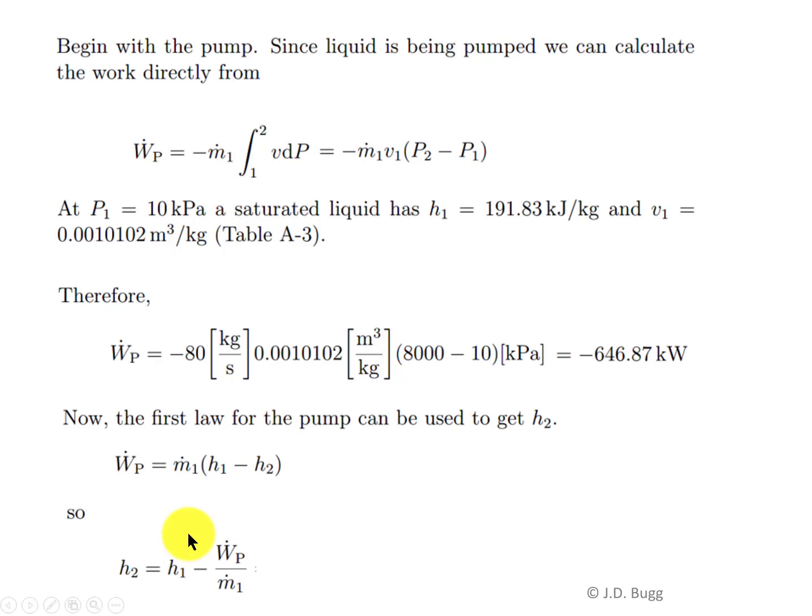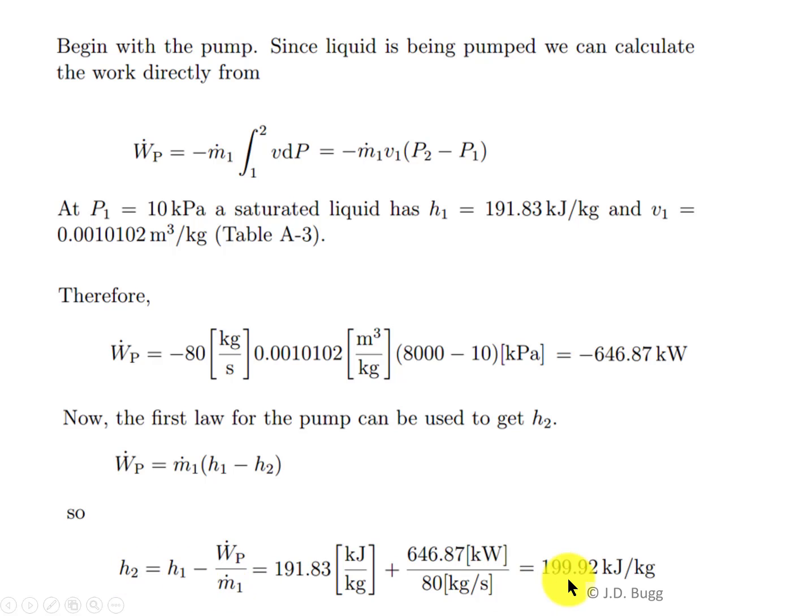So rearranging this equation, H2 equals H1 minus the work rate of the pump divided by the mass flow rate. And we have numbers for everything on the right-hand side of this equation. So we can calculate H2 from that, and that comes out to 199.92 kilojoules per kilogram. So notice H2 is just a little bit bigger than H1 because work has been done on that fluid as it passed through the pump. So now that we have H2, we're ready to move on to the next component.